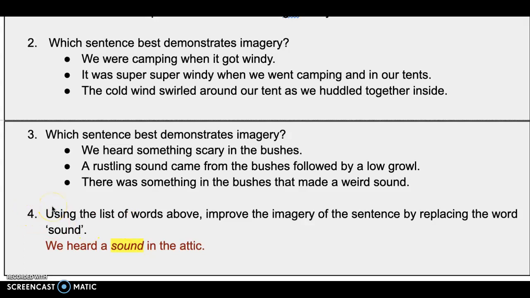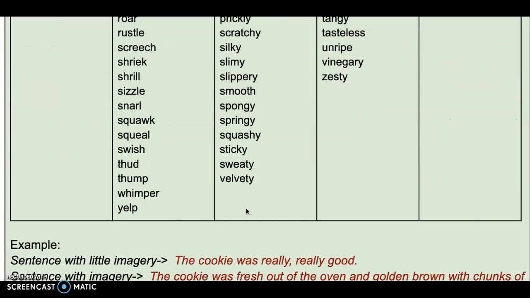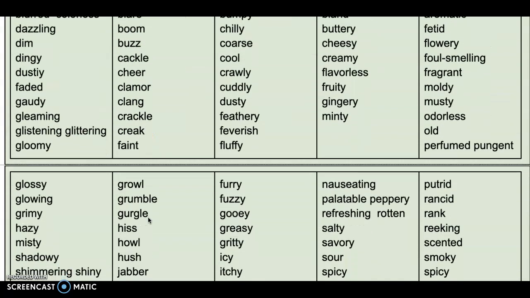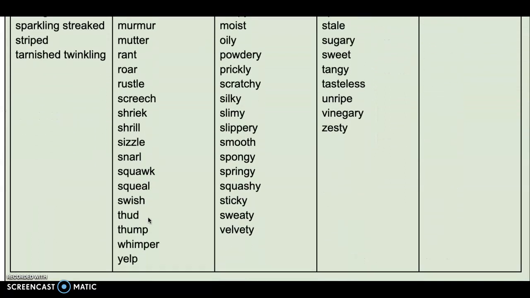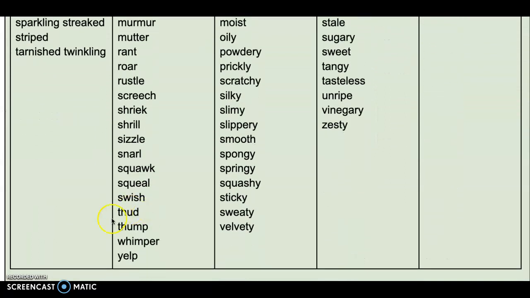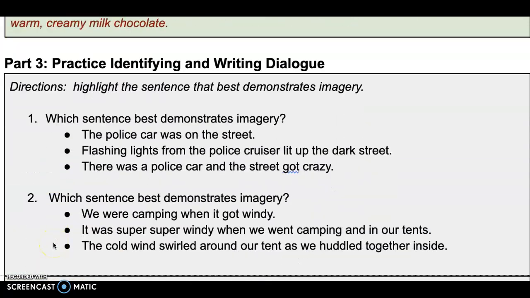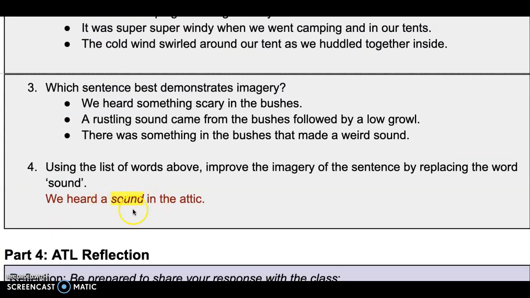The last part of the practice, you need to use the list of words above to improve the imagery of the sentence by replacing the word sound. We heard a sound in the attic. So look up here, and I can see we do have this one that has sound, and you can pick any one of these or some form of it, or even expand on using any of these up here that would work for something you might hear in the attic. Then you come down here, you erase the word sound, and you put your new word there.